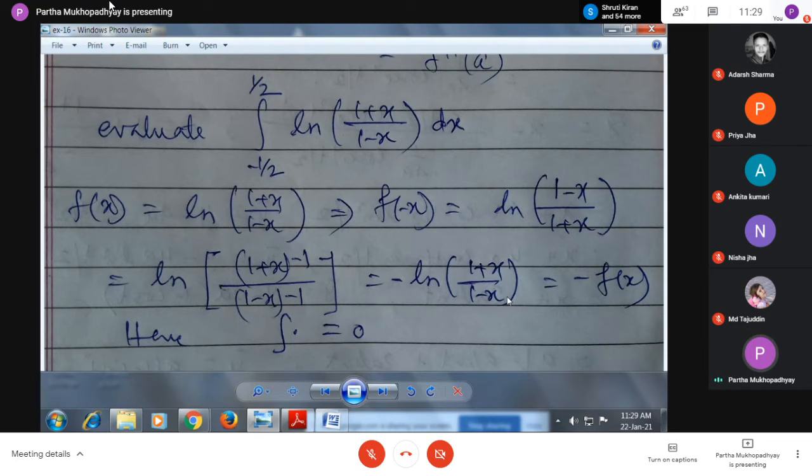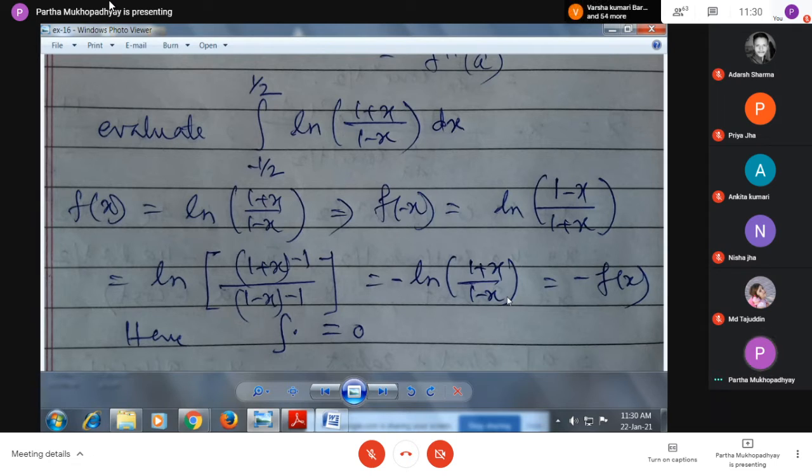How? See, f of minus x equals log of (1 minus x) by (1 plus x). And that can be written as ((1 plus x) by (1 minus x)) whole to the power minus 1. That minus 1 will come outside as the property of log. Minus of log((1 plus x) by (1 minus x)), that is minus of f of x. So f of minus x equals minus of f of x. That means this is an odd function.